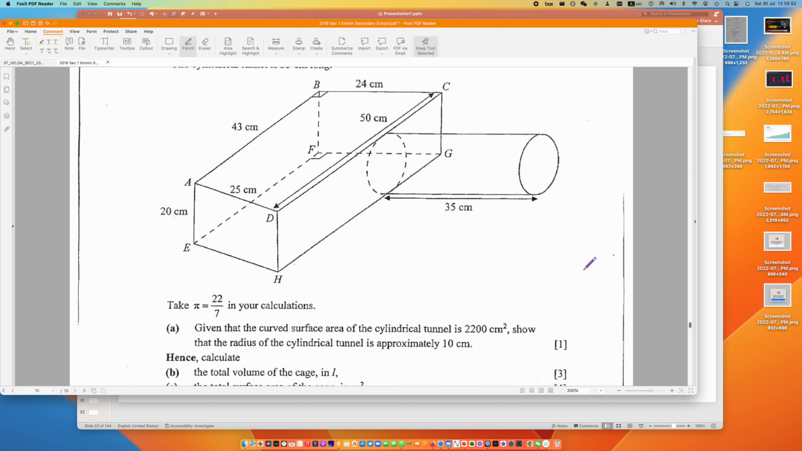20 cm. Why did you choose 20 cm as the height? Because there's no other height except for 20 cm. 25? 24? 43? 50? Why did you choose 20? Because it's the only height that is consistent. What is consistent?